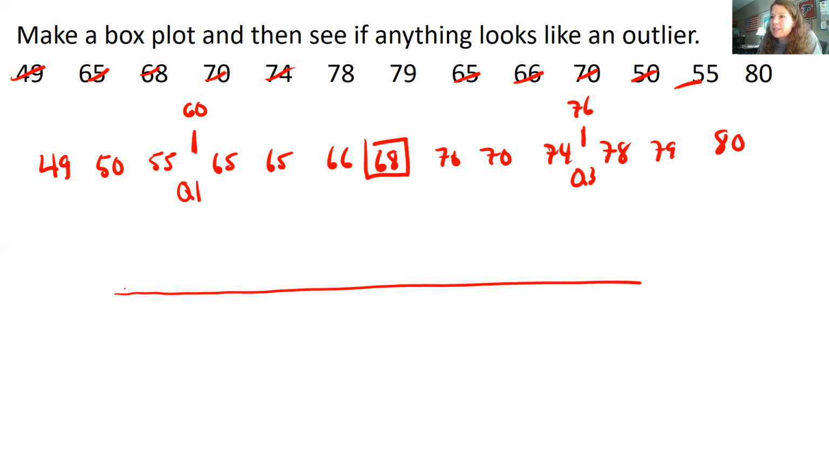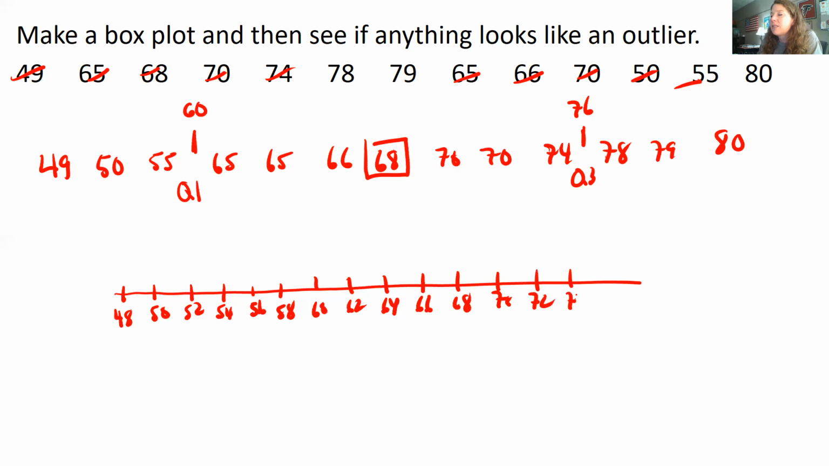So I'm probably just going to start with 48 and count by 2s. 48, 50, 52, 54, 56, 58, 60, 62, 64, 66, 68, 70, 72, 74, 76, 78, and 80.